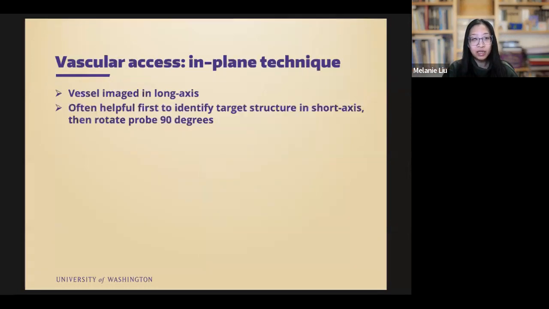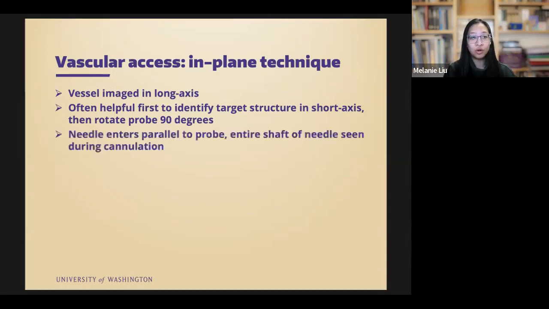If you're using an in-plane technique, you would be imaging the vessel in long axis. Oftentimes what you're doing is identifying the target structure in the short axis, getting it right in the middle of your image, and then rotating the probe 90 degrees. Again, in these situations, you would want the end of the probe to face you, so the left side of your screen is facing you. And then you would want the needle to enter parallel to the probe. You want to be able to visualize the entire shaft of the needle.